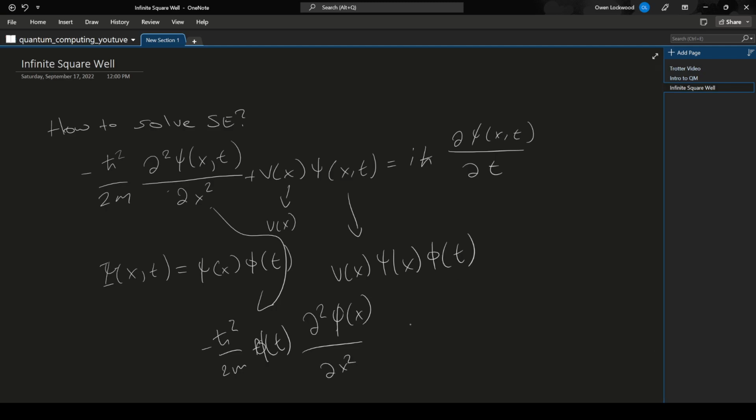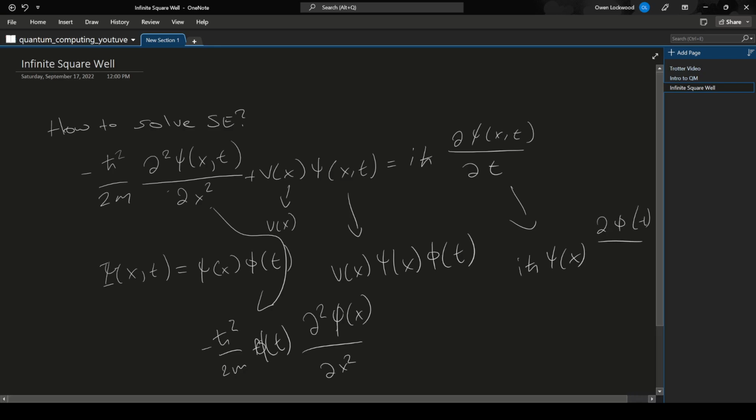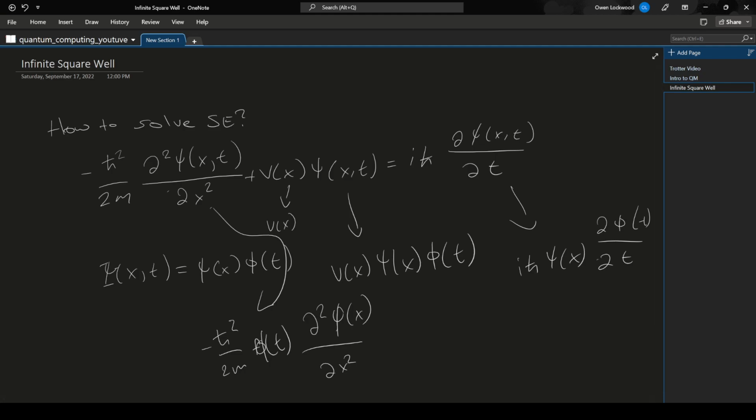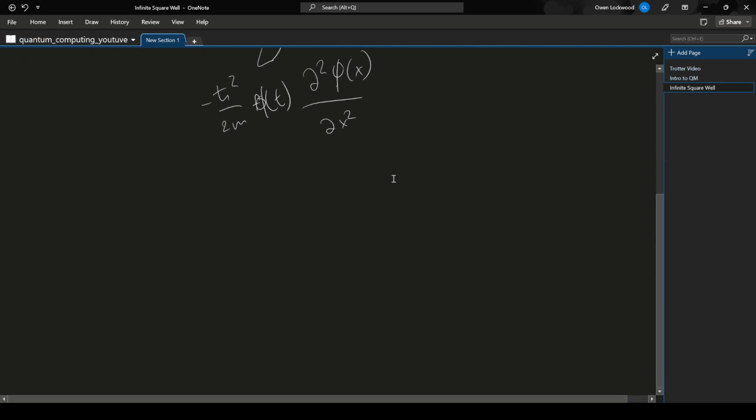And then over here, this term becomes i h bar. And then we can take our position term out because, once again, this derivative is just with respect to time. So it doesn't actually matter what this is for the position. I should be writing d instead of the partial sign because these are now all functions of one variable. So just pretend that these are all d's instead of partials.